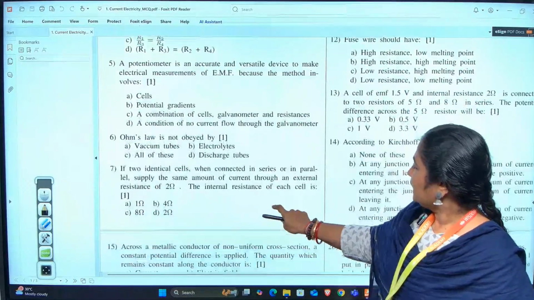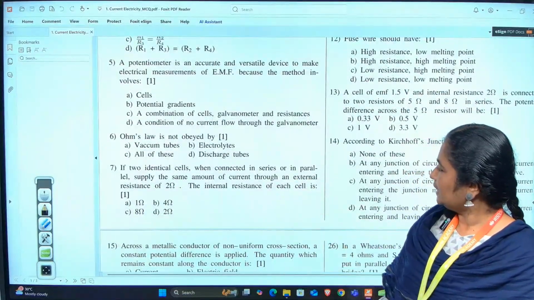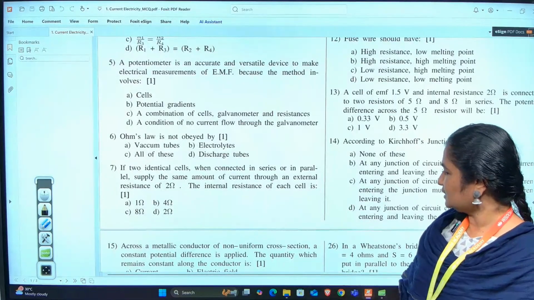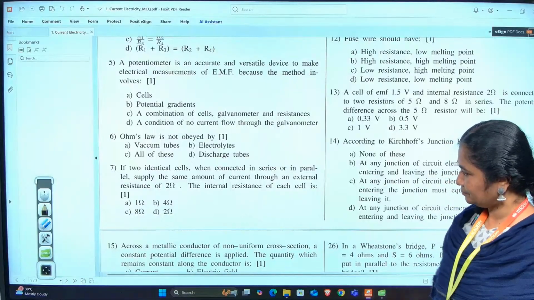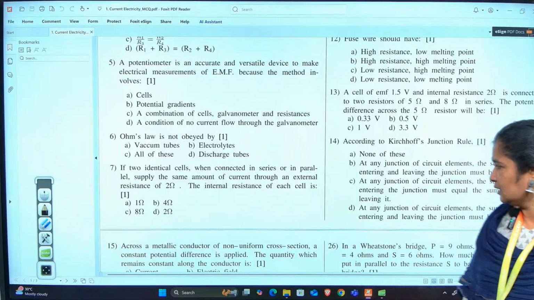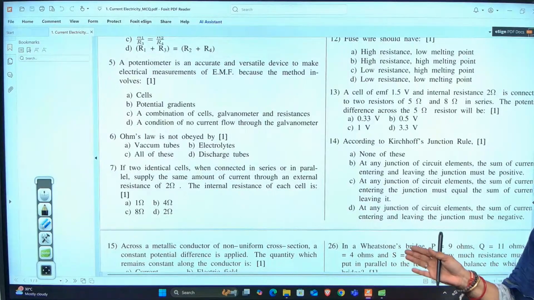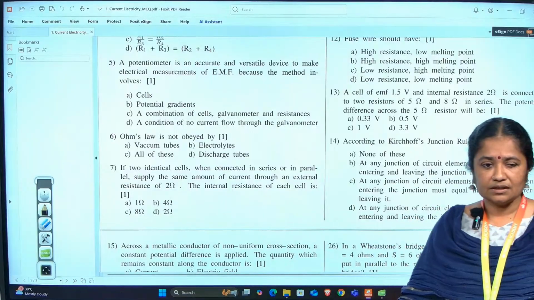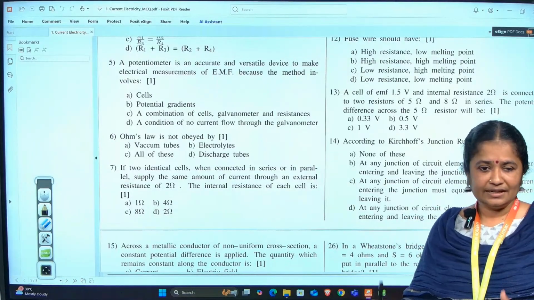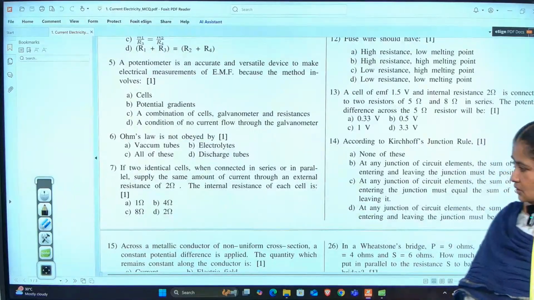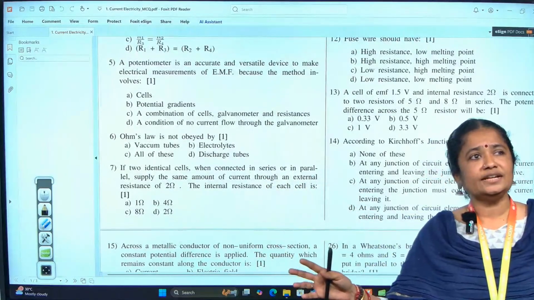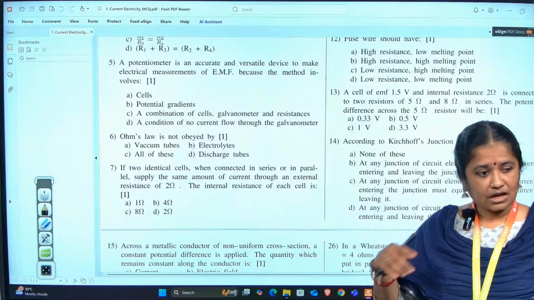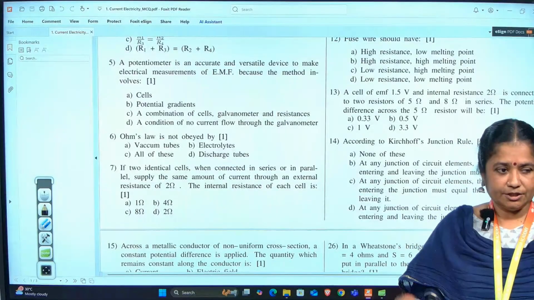Two identical cells, when connected in series or in parallel, supply the same amount of current through an external resistance of 2 ohms. The internal resistance of each cell is? If we put two cells in series, what will be the current? And if we put the same two cells in parallel, what will be the current? A cell has internal resistance, small r. In the first case, in series, the internal resistance will get added up. In the second case, it will get halved, r by 2.